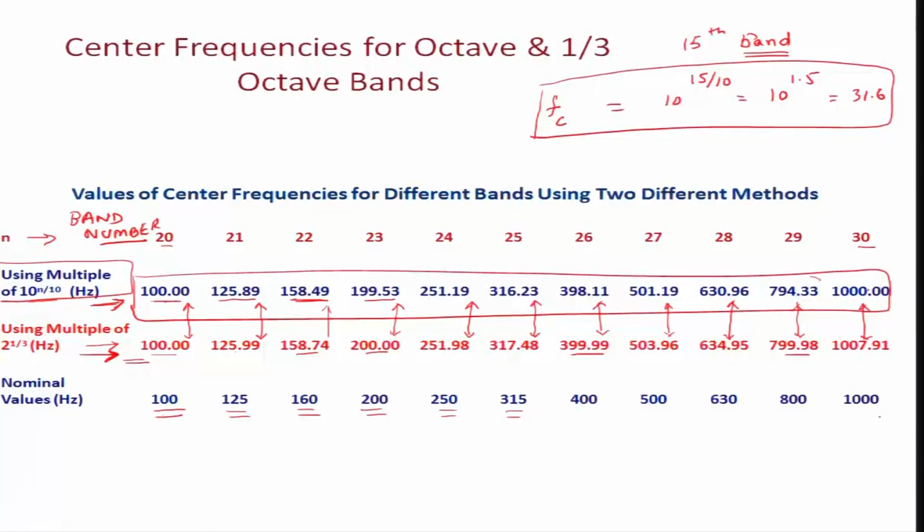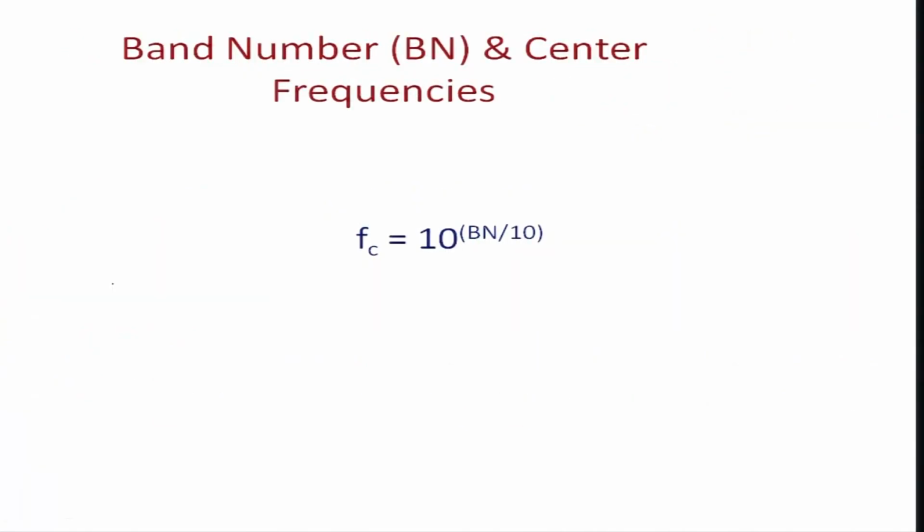Okay. But this method uses band number to compute the central frequencies of different octave bands. And then let us look at finally this. So, this is what I wanted to say, that central frequency is nothing but 10 to the power of band number divided by 10. This is how central frequency for any 1/3 octave band can be computed. This is for 1/3 octave band. But each time you skip 3 bands, you end up with an octave, right.